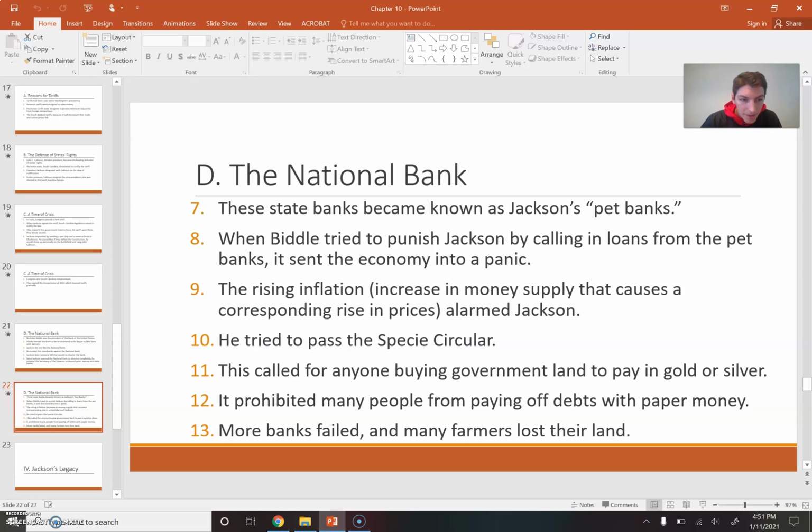Now this caused inflation, an increase in the money supply that causes a corresponding rise in prices, that alarmed Jackson. And so he tried to pass the Specie Circular, and this called for anyone buying government land to pay in gold or silver. But not everyone has gold and silver. And so many people weren't able to pay off their debts with paper money. They lost their farms, their land, and more banks failed. So Jackson therefore caused an economic panic.